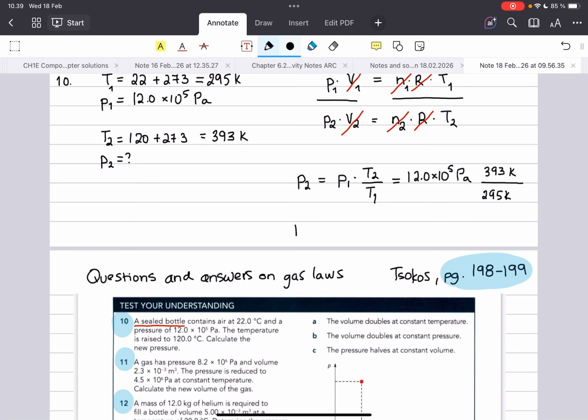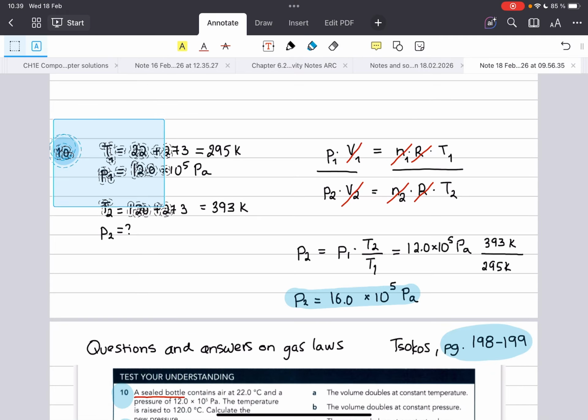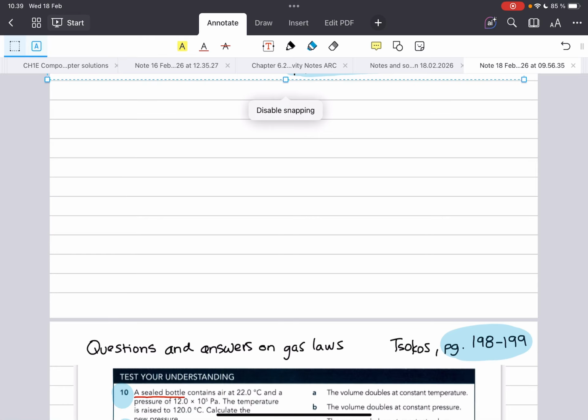So finally, using your TI-84 calculator, you will get that the pressure, when the temperature increases, will indeed be a little bit higher, and it will be 16 times 10 to the 5 pascals. And that is your final answer for question 10. Now, I'll take question 10 a little bit higher up so we don't see it, and we will solve question 11.